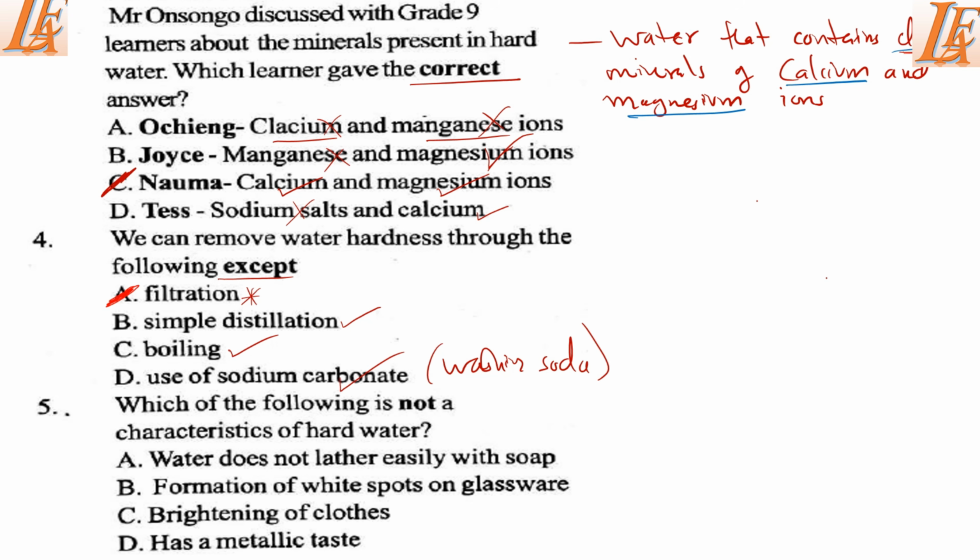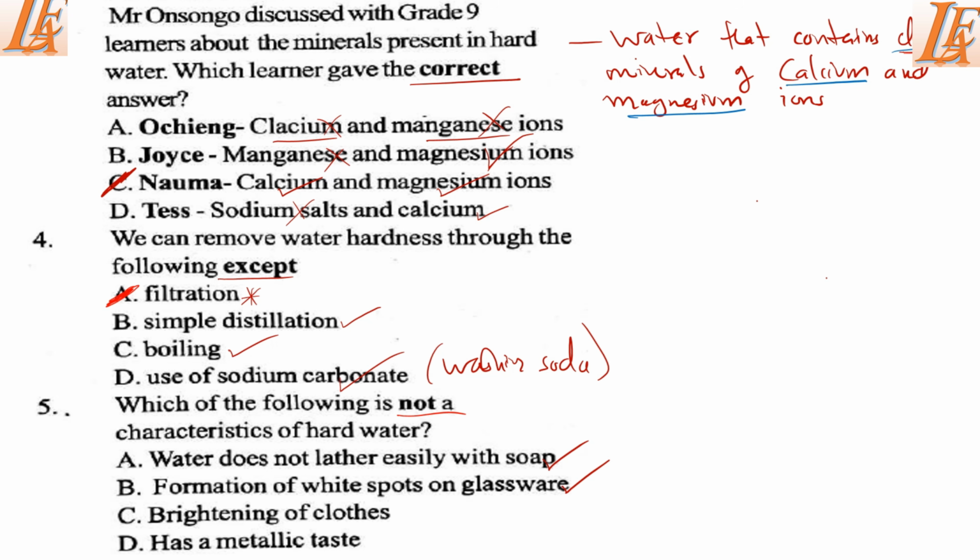Then question 5, which of the following is not a characteristic of hard water? Now in this case, we have a set of characteristics, and we are required to identify the one which is not that of hard water. The first one is that hard water does not lather easily with soap. This one is correct. Then B, formation of white spots on glassware. This one is correct, because hard water forms white spots on glassware.